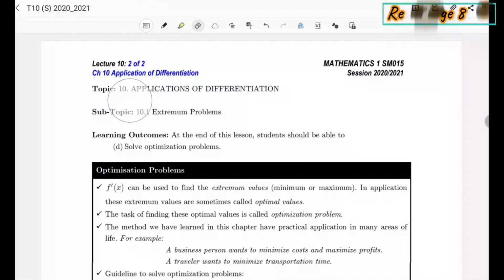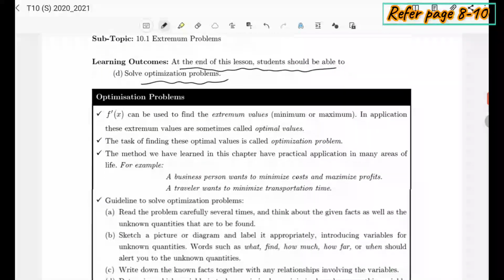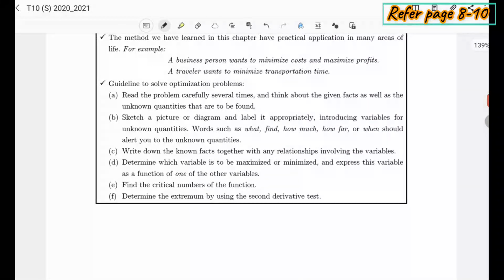Second lecture of chapter 10, applications of differentiation. At the end of this lesson, students should be able to solve optimization problems. Okay, so the steps to solve optimization problems.